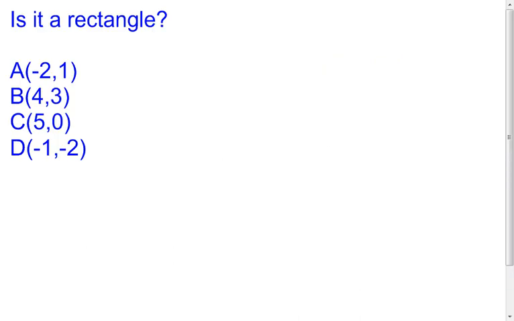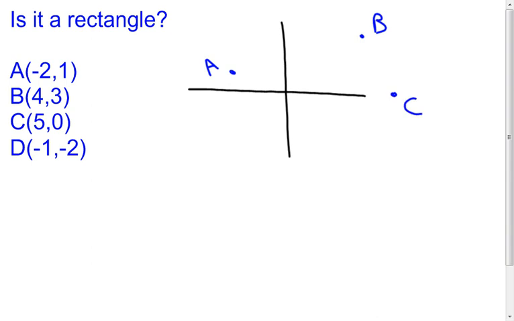Now my next one is, I want to know, is this thing a rectangle? So I'm going to start like I did the other day with a problem like this. I'm just going to put a rough sketch of it out here. Negative 2, 1, there's my A value. I have 4, 3, there's my B value. C is at 5, 0, it should be out here somewhere. And D is at negative 1, negative 2. So is this thing that I have drawn a rectangle? Based off the way I drew it, it doesn't really look like it, but we're going to figure it out.